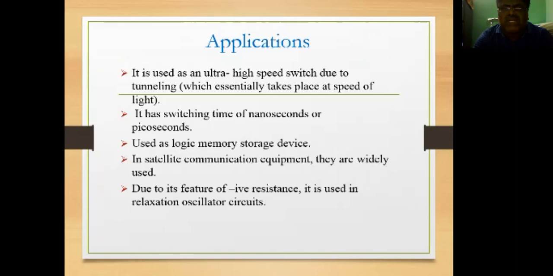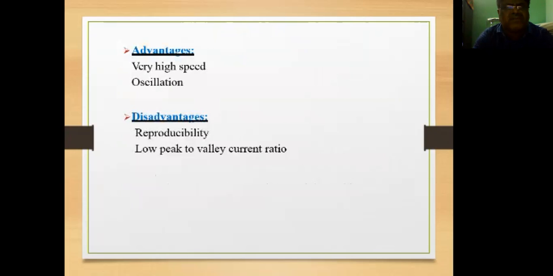In satellite communication equipment, they are widely used. Due to its negative resistance feature, it is used in relaxation oscillators. Relaxation oscillator circuits produce square, triangular and rectangular waves. Advantage: very high speed oscillation. Disadvantage: reproducibility, since tunnel diodes are very difficult to manufacture. That is one drawback. Another drawback is the low peak to valley current ratio. So these are the advantages and disadvantages of the tunnel diode.